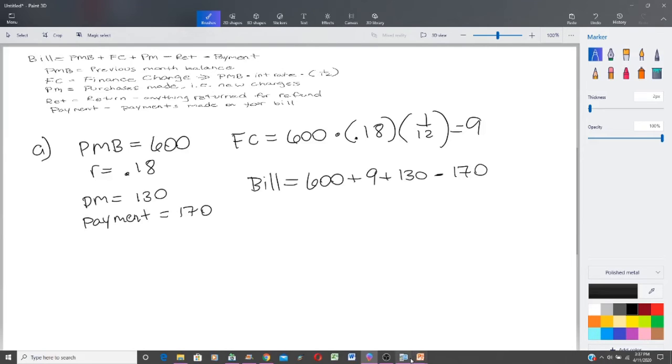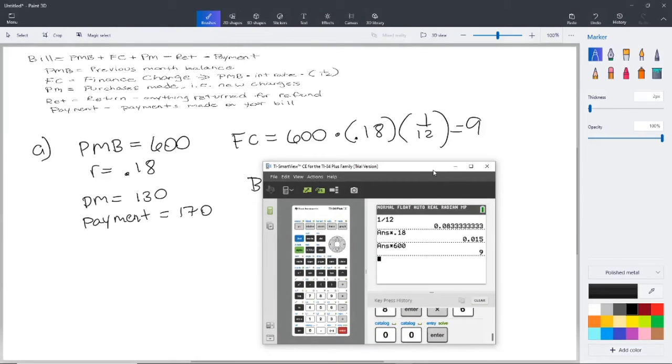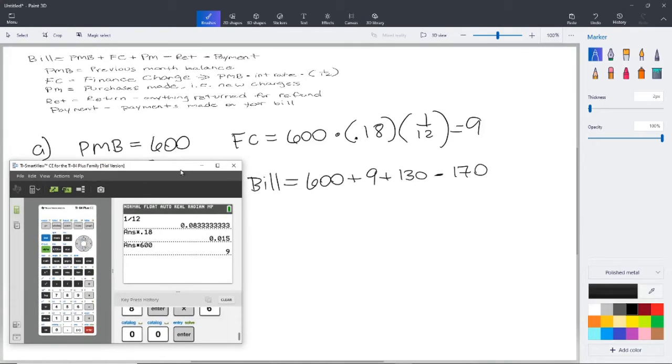Let's bring our calculator back into play here. The $9 is still on our calculator, so we might as well keep that there and say plus the $600, plus the $130, and then finally minus the $170. Now, normally when we're doing our calculator work, we'll hit enter between the steps. When you're adding and subtracting, you don't have to do that. It's just between the multiplication and the division it's best. But in adding and subtracting, we don't have to worry about it. And we can hit enter here, and it's going to tell us that our balance is $569.